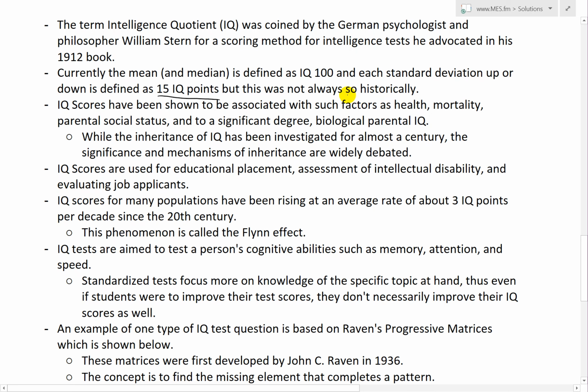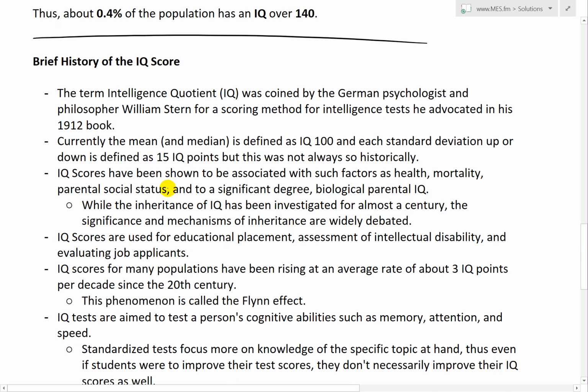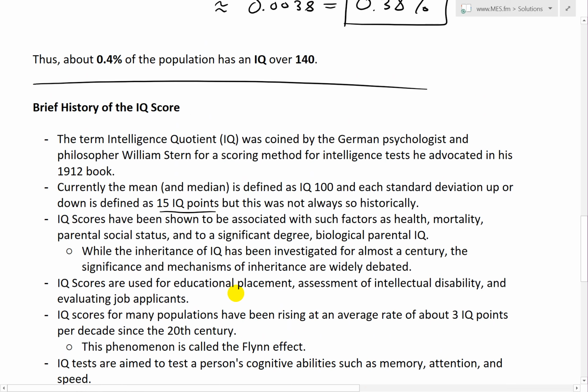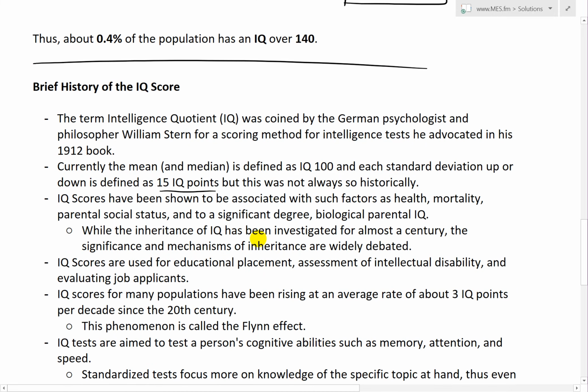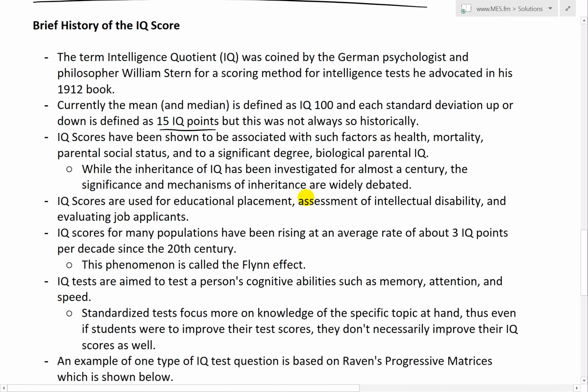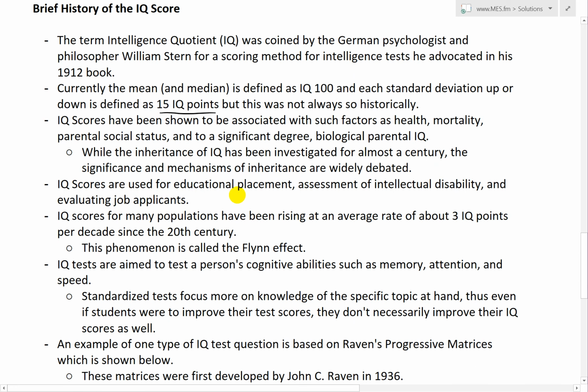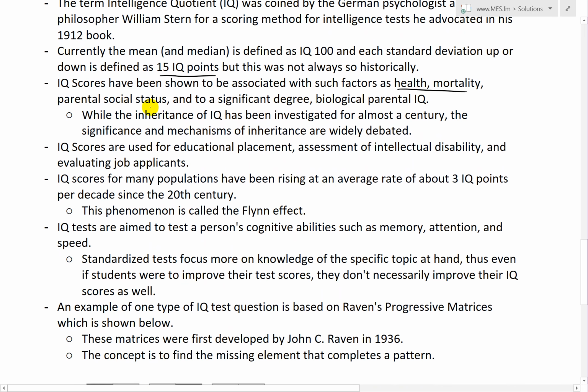So the example I used is from the current time; I think this textbook was 2015 or 2016. But pretty much in modern times, this is what we use for IQ tests, and it's the same as this example. IQ scores have been shown to be associated with such factors as health, mortality, death rates, parental social status, and, to a significant degree, biological parental IQ.